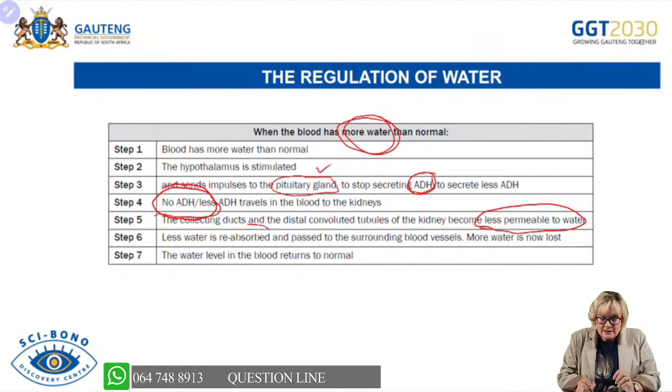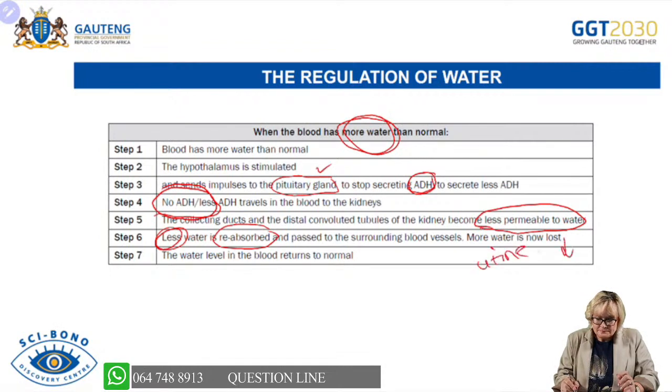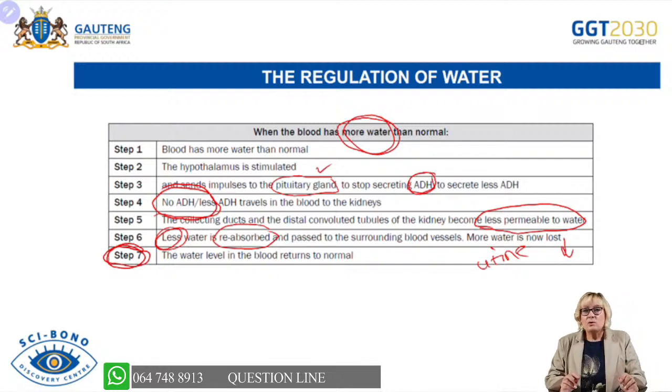Less water is reabsorbed and passed to the surrounding blood vessels. More water is now lost. Where will this water be? It is going to be in the urine. The water level in the blood returns to normal. Remember step 7, because step 7 is always worth 1 mark.